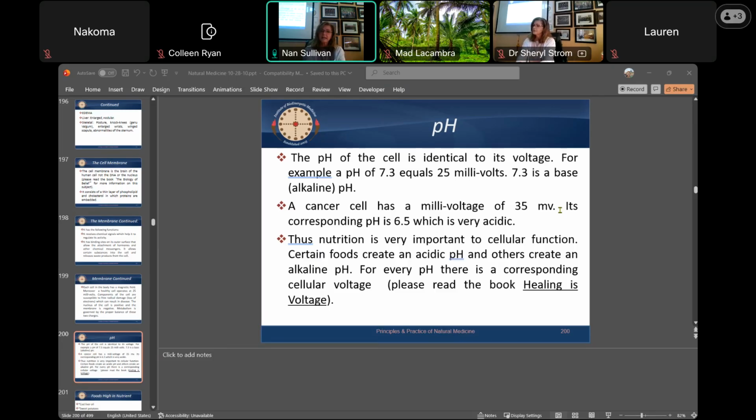And then a cancer cell has a mini voltage of 35 millivolts, and its corresponding pH is 6.5, which is very acidic. I'm going to touch on this. I may have mentioned this last class. I have 3 cancer patients since, we're in May, April, and March. I acquired 3 of them all at once, and I did the cell pH for each one of them.